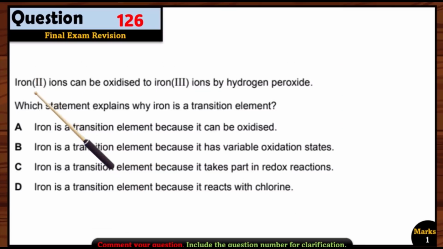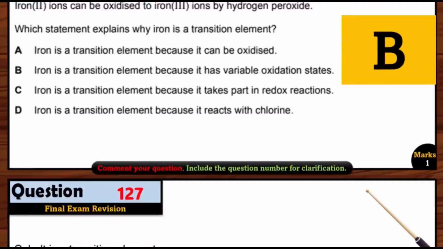Okay, let's see question 126. Iron(II) ions can be oxidized to iron(III) ions by hydrogen peroxide. Which statement explains why iron is a transition element? Of course, why is iron a transition element? Because it has variable oxidation states. So option B is right.